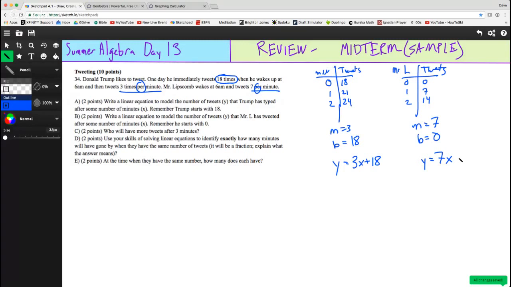Okay, so this is the answer to A, and this is the answer to B. Wow, we're already off and smoking, cooking with gas. So who will have more tweets after 3 minutes? Well, after 3 minutes, Mr. Trump will have 3 times 3 plus 18, which is equal to 27. Right, this is C. Mr. Lipscomb, on the other hand, will have 7 times 3, or 21. So Trump has 6 more.